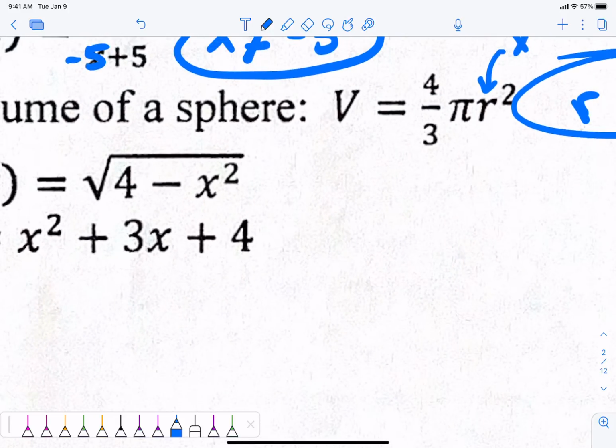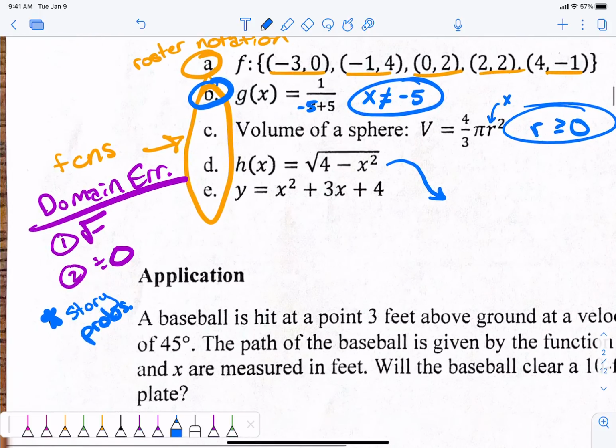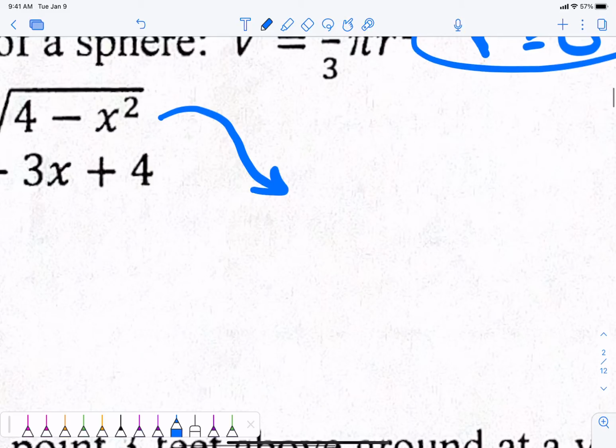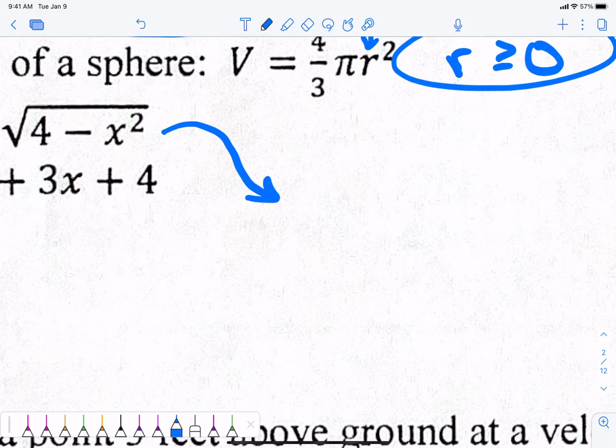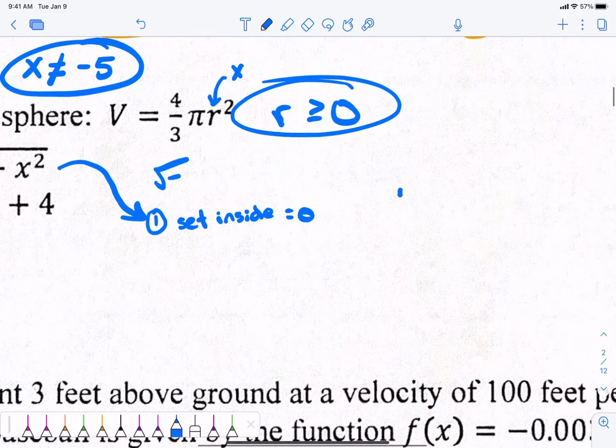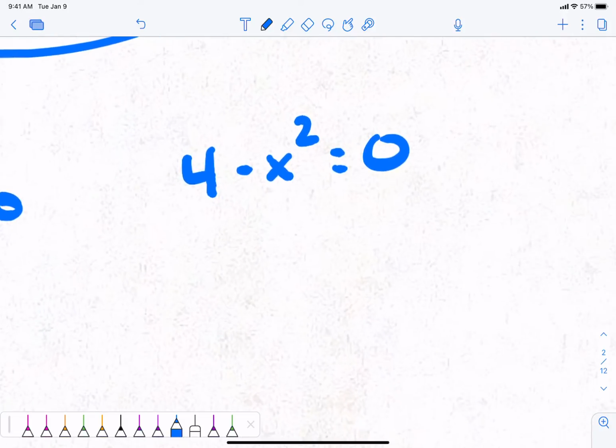D, the square root of 4 minus x squared. This one's a little bit harder to deal with. This domain error has to do with a negative inside of a square root, and it has steps. Are you ready for the steps? When we're worried about a negative inside of a square root, step number 1, we set the inside equal to 0. So we have 4 minus x squared equals 0, and then we solve for x.